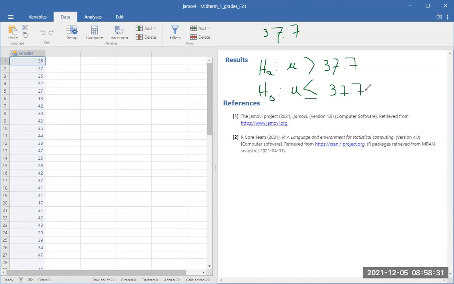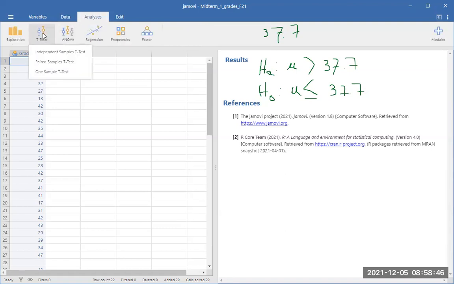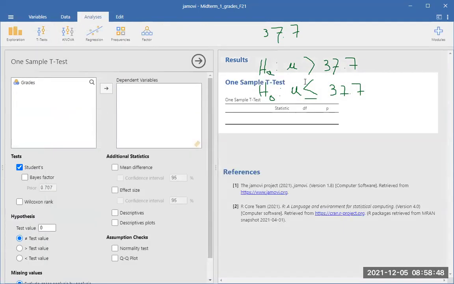Okay, for the jamovi worksheet, it was the opposite. You were testing the hypothesis that it was less than, but you get the idea. Okay, so we're going to test this by running a one sample t-test. So analyses, t-test, one sample. Okay, so right here we see our test value is 37.7. We are hypothesizing that it's going to be greater than the test value.